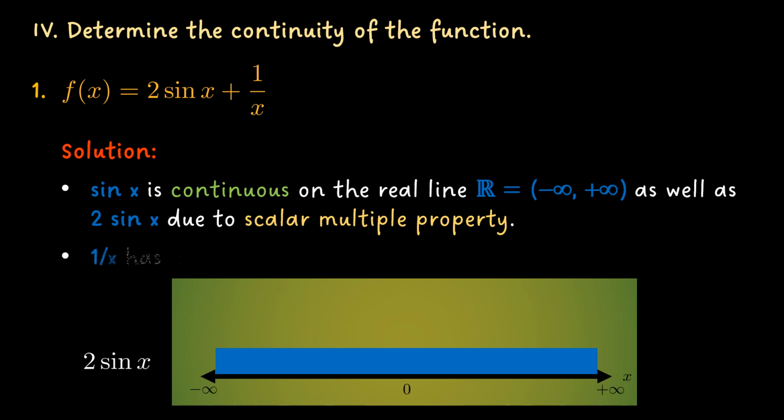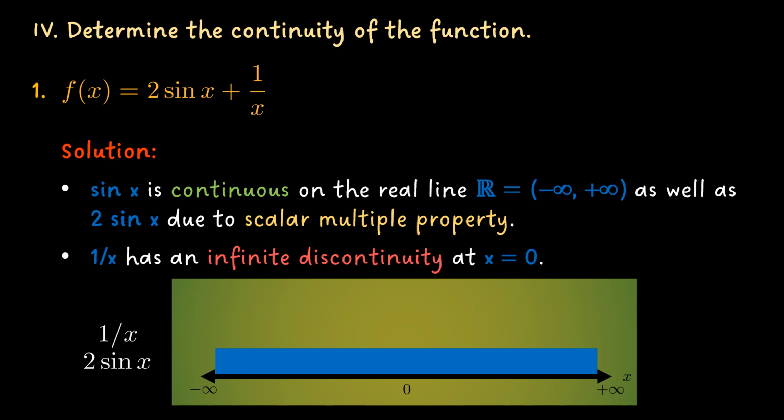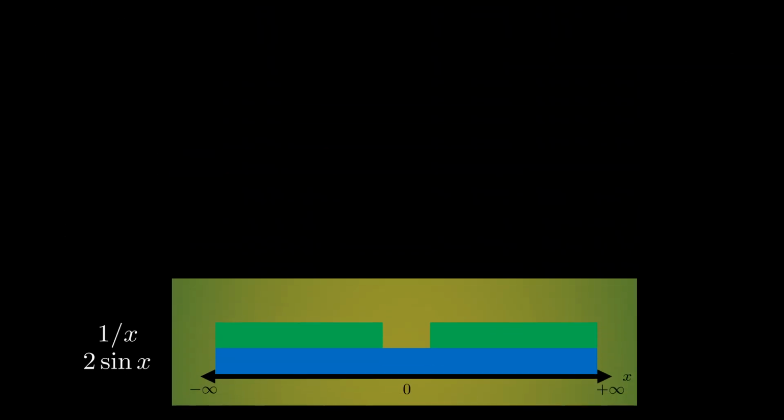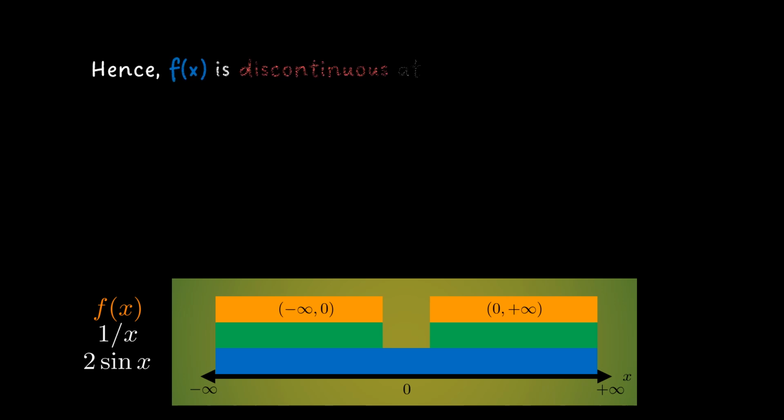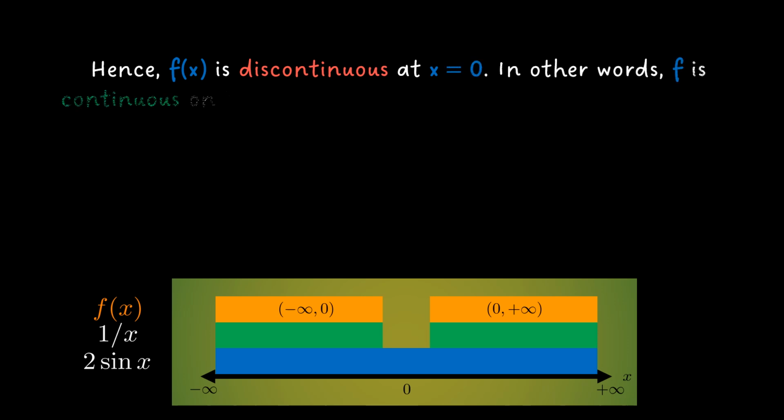One over x has an infinite discontinuity at x equals 0. The sum property of continuity says that the sum of two terms is continuous on points where both terms are continuous. Hence, f of x is discontinuous at x equals 0. In other words, f is continuous on its domain D.